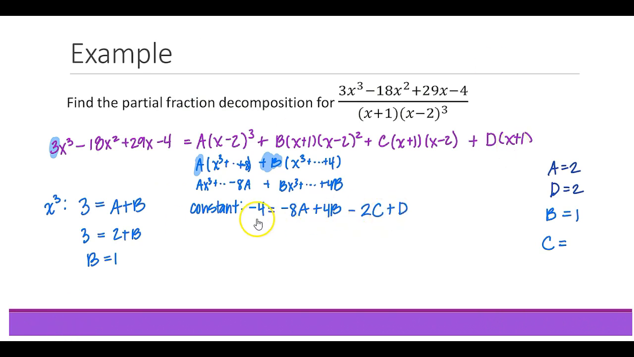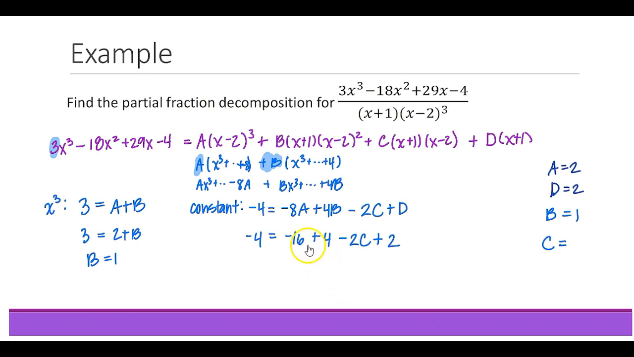So now I know that negative 4 is equal to these four terms that involve a, b, c, and d, but I have the values of a, b, and d. So that means I can go ahead and solve for c by substituting in the remaining values. So I have negative 4 is equal to, if I plug in my 2, I'm going to have negative 16. If I plug in my next value, I'm going to get plus 4, because b was 1, minus 2c, we're solving for c, plus d, d was 2.